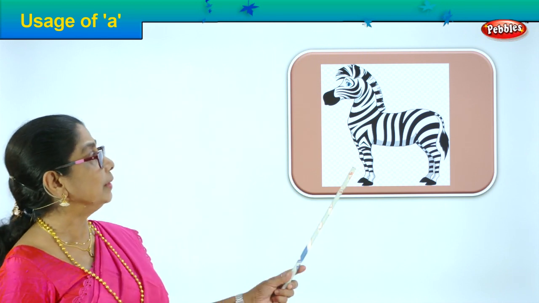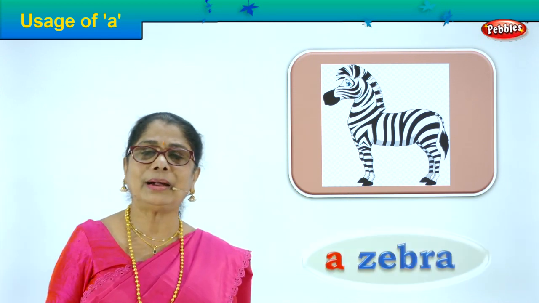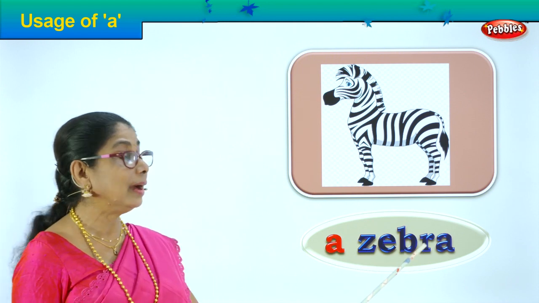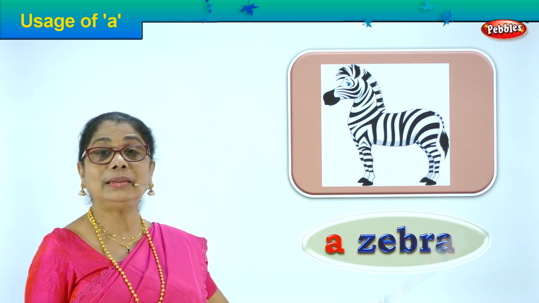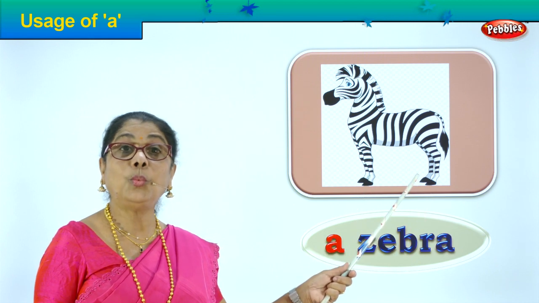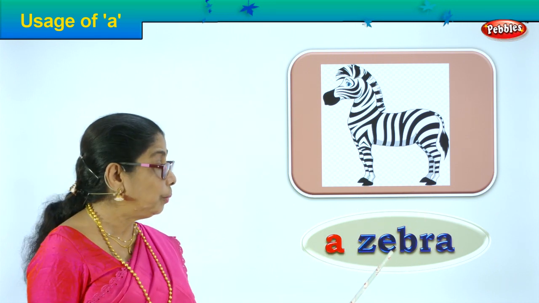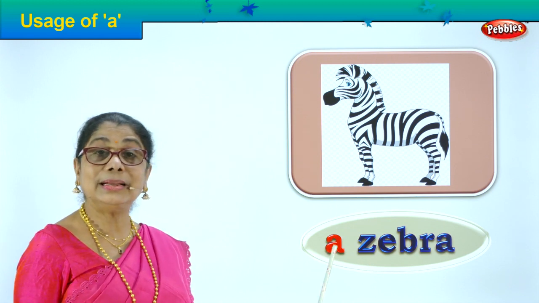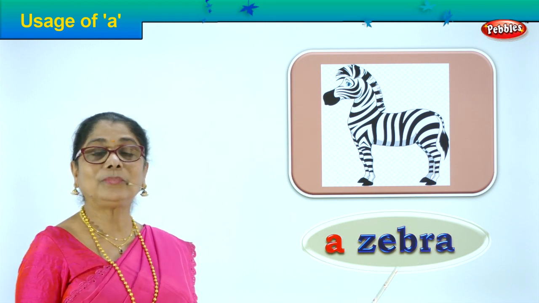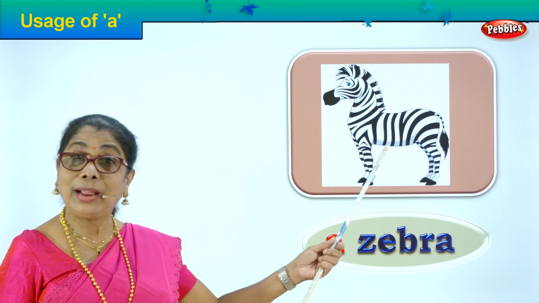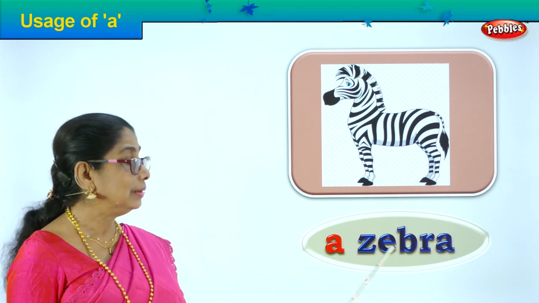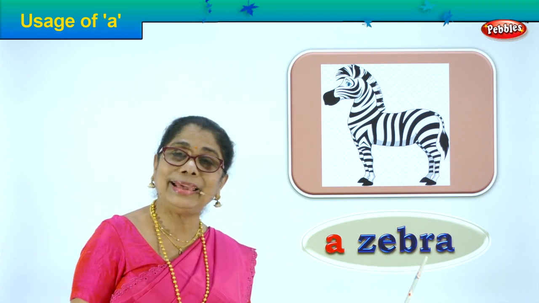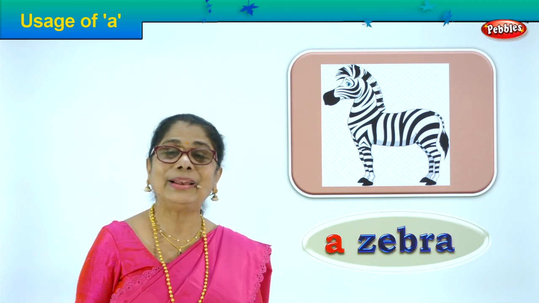Shall we take another picture? Good. What do we have here? A zebra. Zebra. Spell zebra. Z-E-B-R-A, zebra. What color is a zebra? White and black lines. What do we put before the word zebra? A. This is a zebra. What is a zebra? It's a wild animal. A zebra. Spell zebra. Z-E-B-R-A. Zebra. Good.